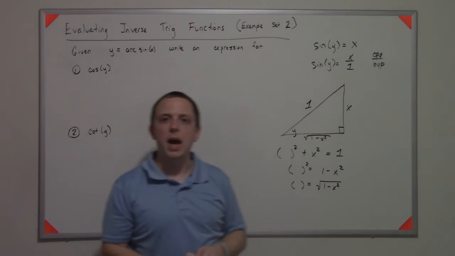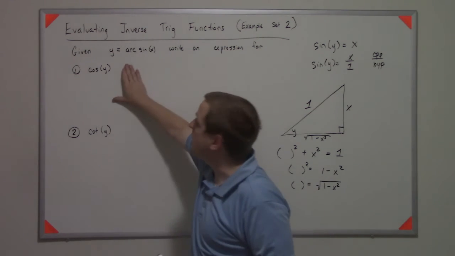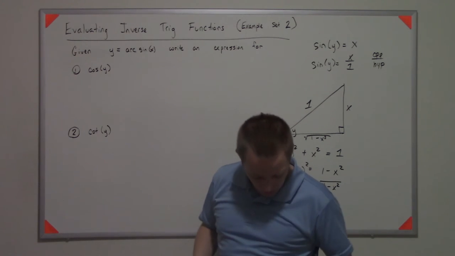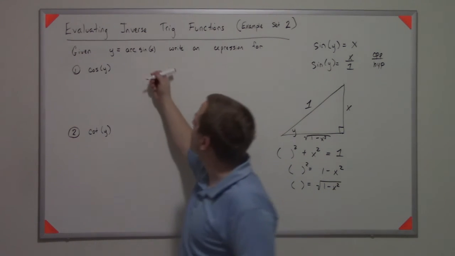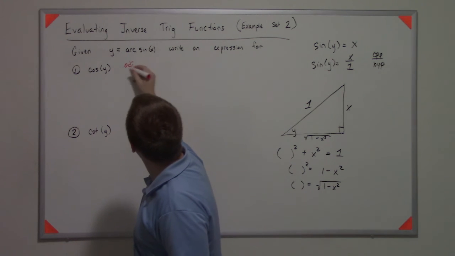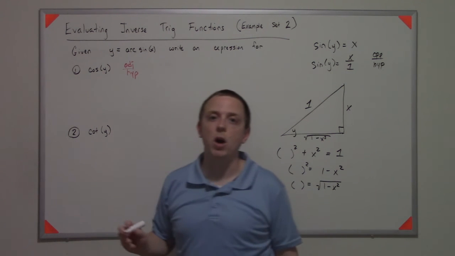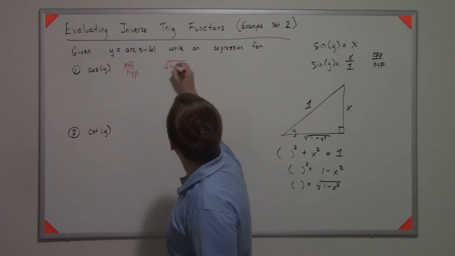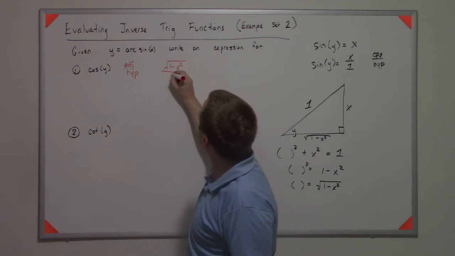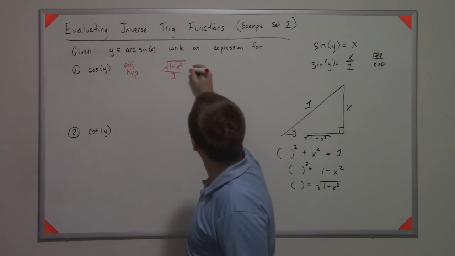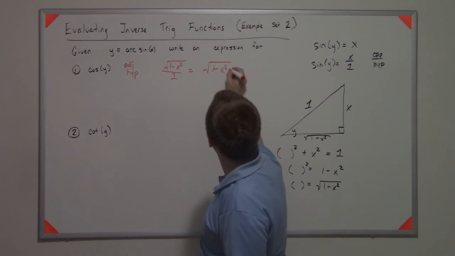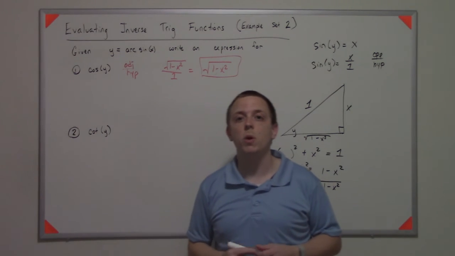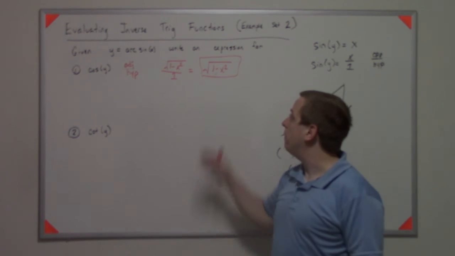I have it filled out, and as a result, I can immediately draw the inferences I need to draw and come up with the expression I need. In the case of cosine of y, cosine is the adjacent side over the hypotenuse. The adjacent side is the square root of 1 minus x squared. The hypotenuse is 1. So my expression is the square root of 1 minus x squared. And that's it. That's how you do that problem.